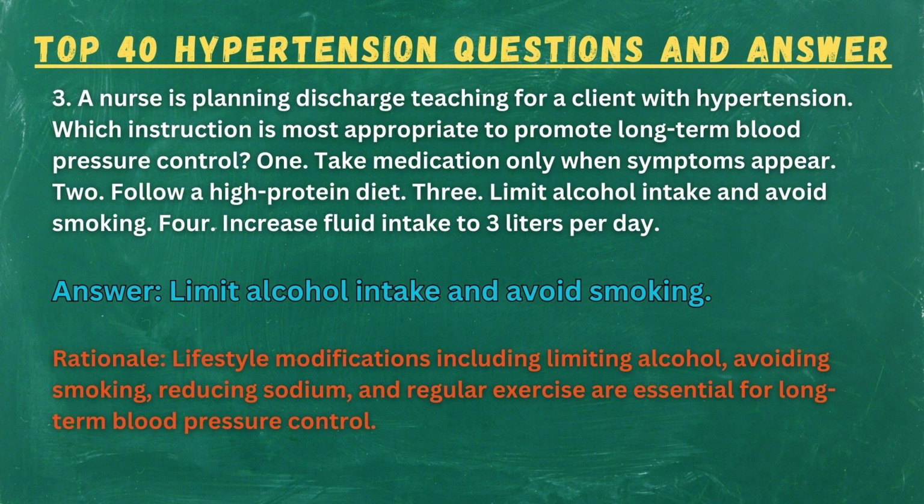Answer. Limit alcohol intake and avoid smoking. Rationale. Lifestyle modifications including limiting alcohol, avoiding smoking, reducing sodium, and regular exercise are essential for long-term blood pressure control.